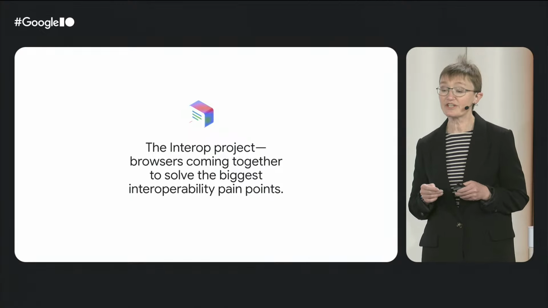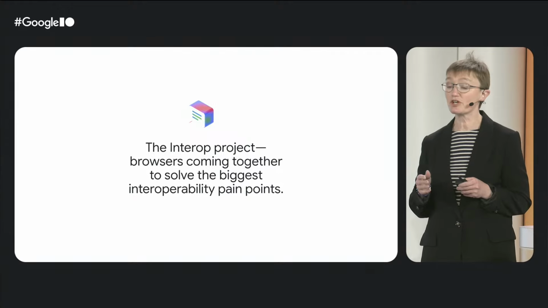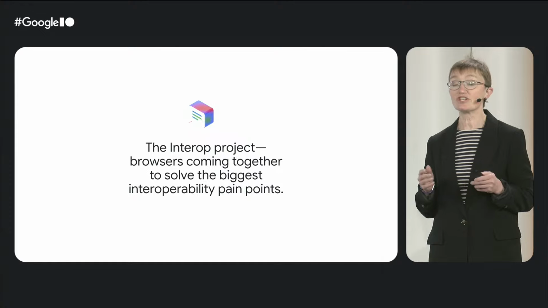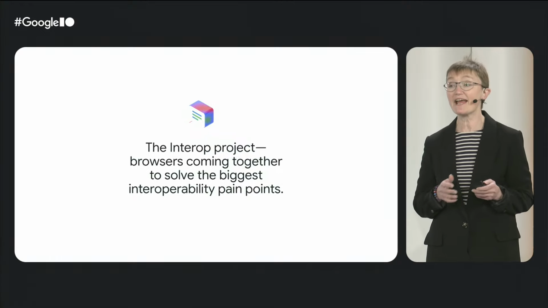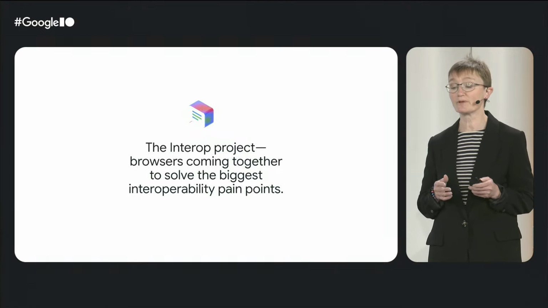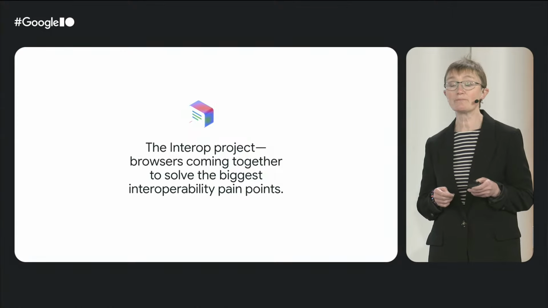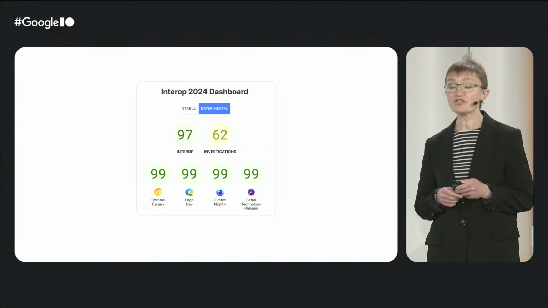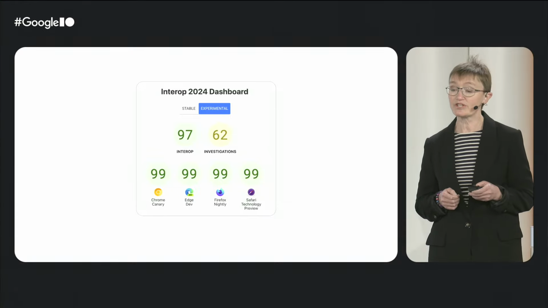Interop's an annual initiative where all browser vendors and other parties come together to tackle some of the top pain points for developers. Each year, a list of features is created, and everyone works together to make them interoperable across all browsers, so they become baseline newly available. Interop 2024 was a huge success.